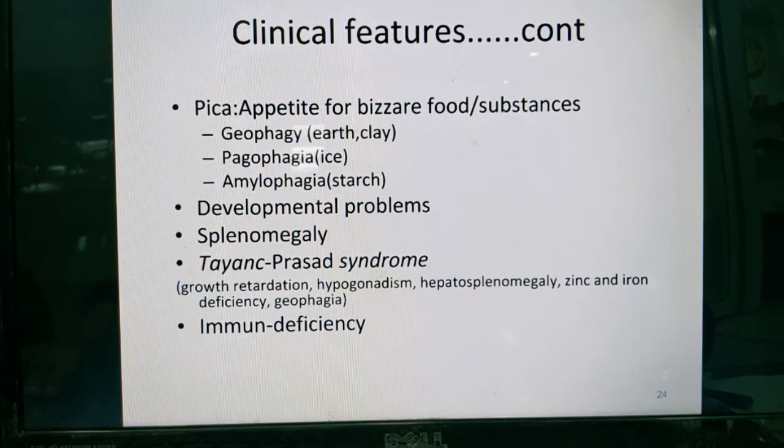Developmental problems, splenomegaly, and Prasad syndrome, in which there is growth retardation, hypogonadism, hepatosplenomegaly, zinc and iron deficiency, and geophagia. And one is immune deficiency.